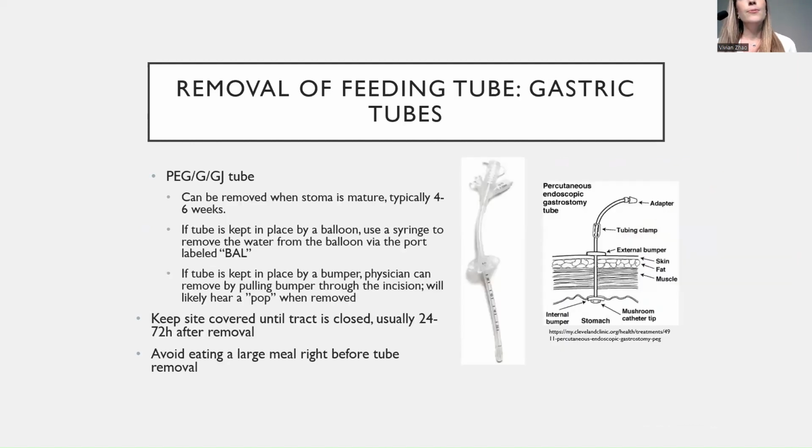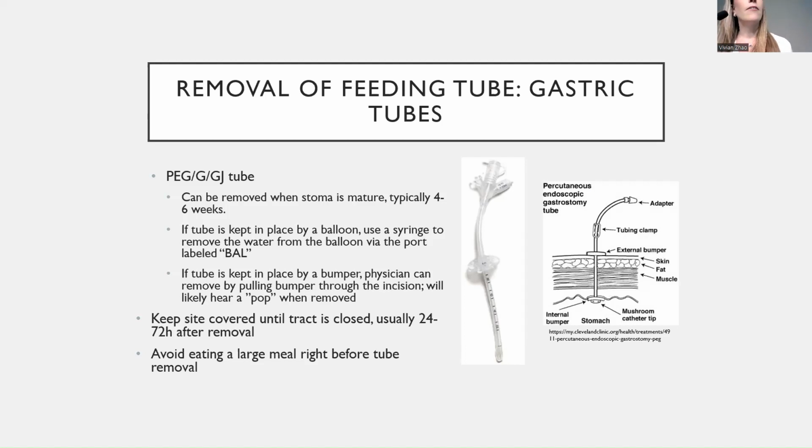Removal of gastric tubes is obviously a little different. It can be removed when the stoma is mature, so usually 4 to 6 weeks. Our protocol was 6 weeks. If a tube is kept in place by the balloon, then you use a syringe to remove the water or the saline from the balloon. If the tube's kept in place by a bumper, the physician will actually pull the bumper through the incision, and it almost sounds like a popping sound when it comes out, which is kind of weird and scares the patient a little bit. So the balloon one's a little bit less traumatic.